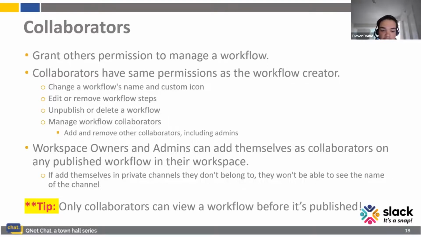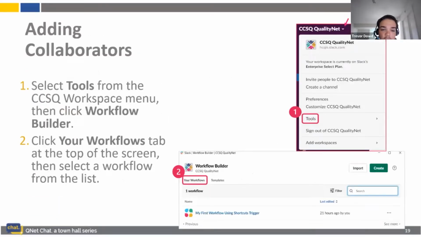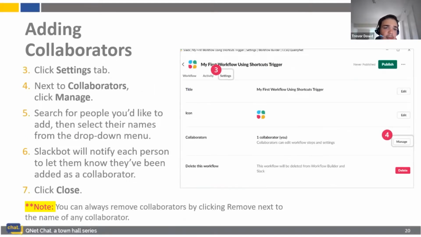So to add collaborators, you're going to go to the tool setting again, go to your workflow, open that up. Then you'll click on the settings tab instead of the workflow tab, and you'll have manage collaborators. You can just type in the @ there of any one of the users in the workspace. And as long as they are a user in this workspace, they will be added and you can work with them.